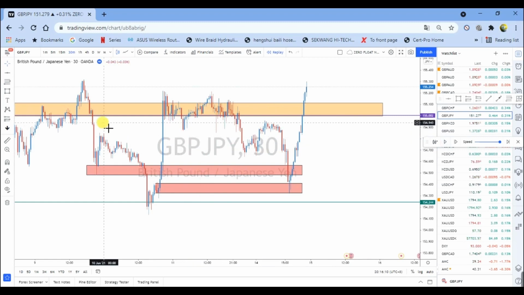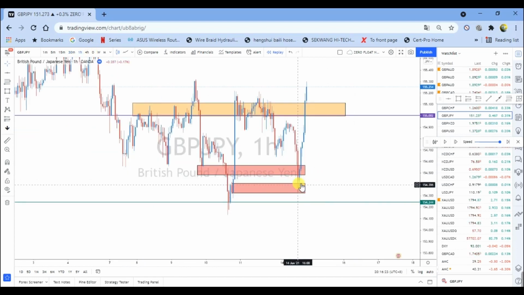Okay, as we can see here, the price does not respect this QMR. However, we mark it as our roadblock. Price broke this QMR, but it respected this rally base rally in the H1 time frame, and then it goes up. You see, we are very close to our take profit.